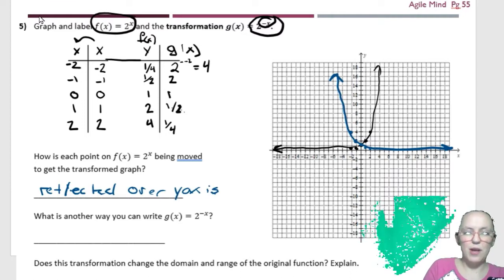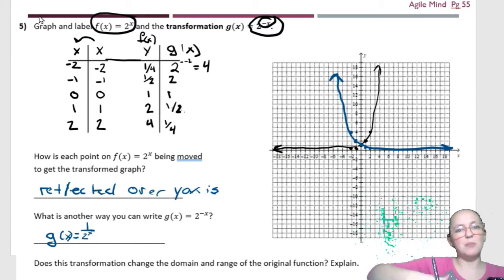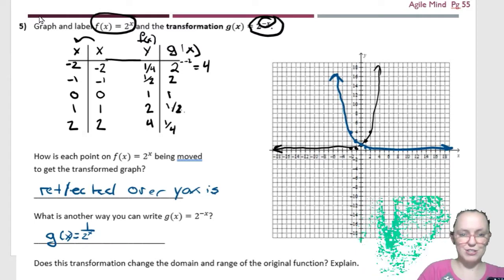So another way that we could write g of x equals 2 to the -x, think about what we do with a negative exponent. We could write this as g of x equals 1 over 2 to the x. So we're really doing a reciprocal on our function.